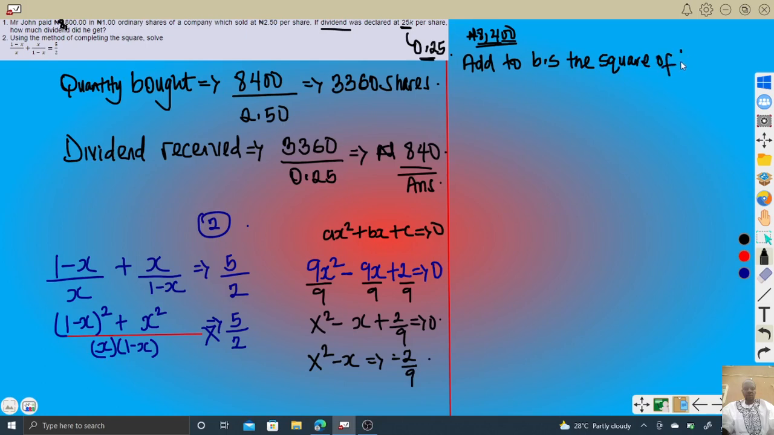of half of the coefficient of x. So on simplification, I guess we are going to waste our time. The coefficient of x is 1. So if you add to both sides the square of half of the coefficient, half of 1 is 1 over 2. So I'm adding 1 over 2 squared to both sides.